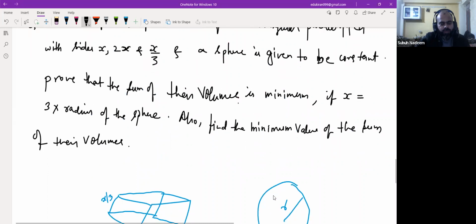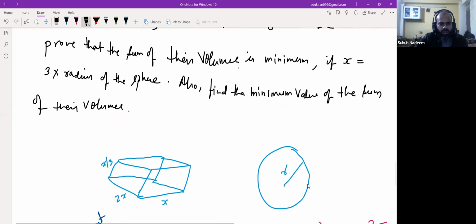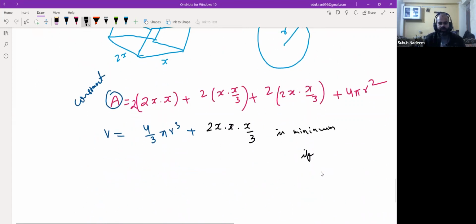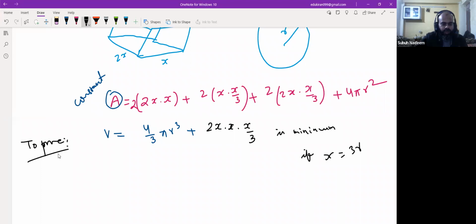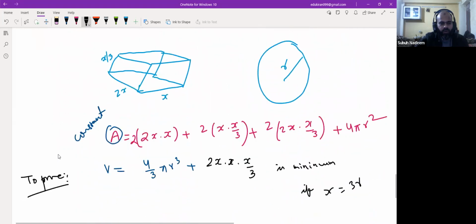So this volume is minimum. This we have to prove if x is equal to 3r. So we are taking it as a cuboid only. Also find the minimum value of the sum of their volumes.